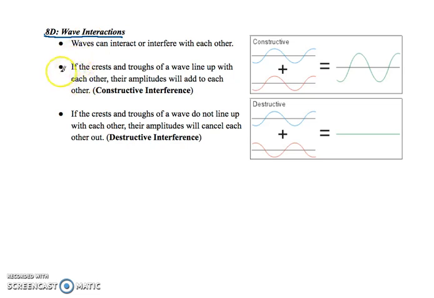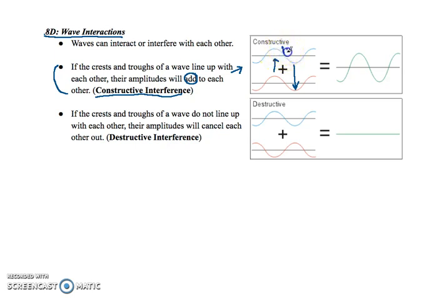So the first type of interaction would be if they line up with each other, if the crests and troughs of a wave line up with each other, their amplitudes are going to add. And that's called constructive interference. So this is an example right here. You can see the red and the blue waves, the crests line up, their troughs line up. If that happens, their amplitudes are going to increase. They're going to add to one another.